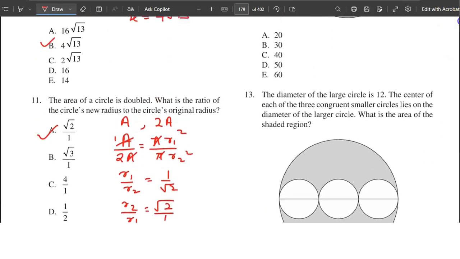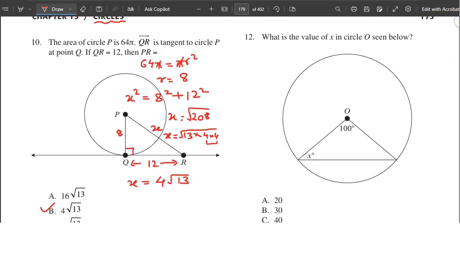Then let's try the next question. Question number 12. Find the value of x. Now these both will be the radius. They are both from center to the circumference. So because both of them are radius, this makes it an isosceles triangle. The base angles are equal in an isosceles triangle. So if this angle is x, this is also x degree.